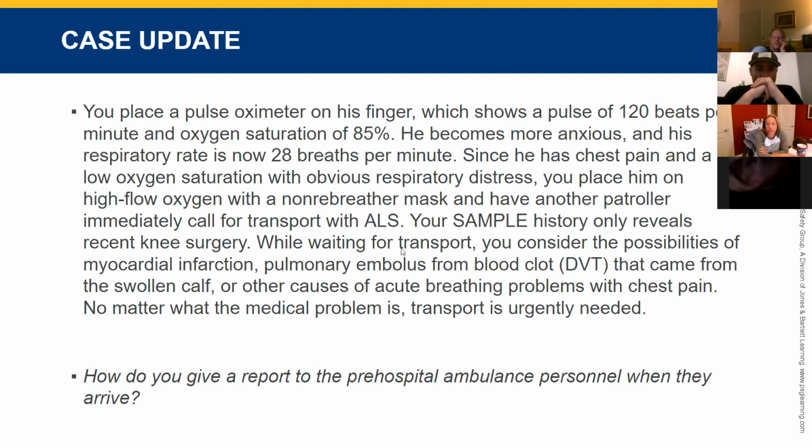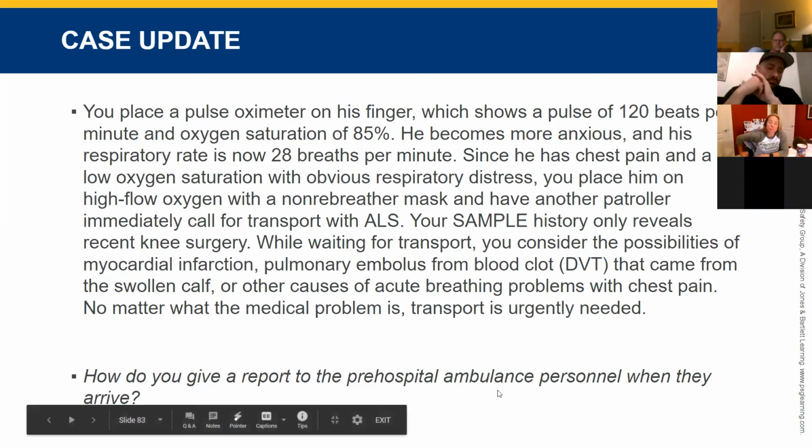While waiting for transport, you consider the possibilities of MI, heart attack, pulmonary embolus from the blood clot, or other causes of acute breathing problems with chest pain. No matter what the medical problem is, transport is urgently needed. Theme of today. So these can help people down the chain. Things like, you had knee surgery recently, your leg was immobilized for like a week, maybe you have a blood clot. That can help the paramedics manage this patient. But the big priority is going to just be the treatment and the transport.